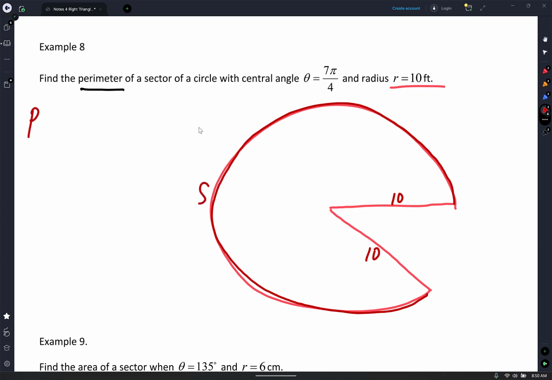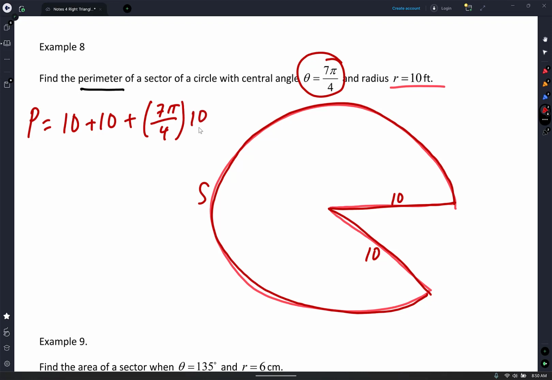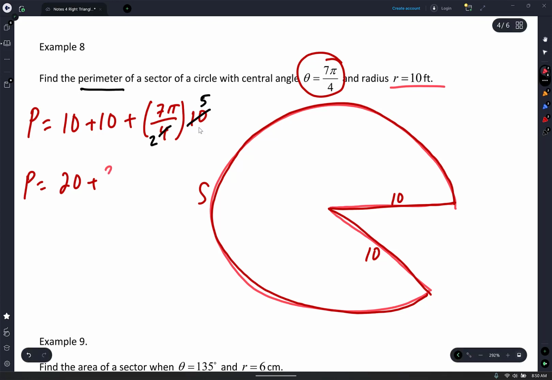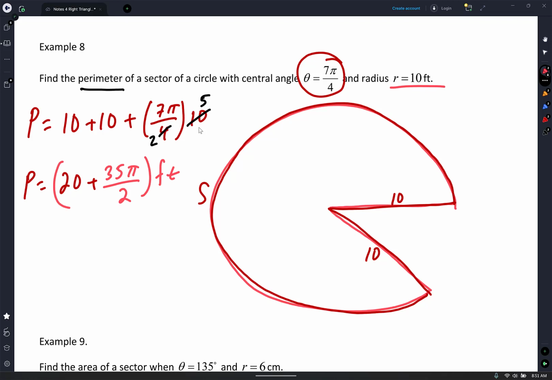So here it is. Perimeter equals 10 plus 10. That's those, right? These 10s right here. Plus arc length, which look, they're giving it to me in radians. So times 7 pi over 4 times 10. So the perimeter is equal to 20 plus, and let me reduce this before: 2 goes into 4 twice, 2 goes into 10 5 times. 7 times 5, what's that, 35? So 35 pi over 2, and I need units, feet. Put all that in parentheses like that. Feet.